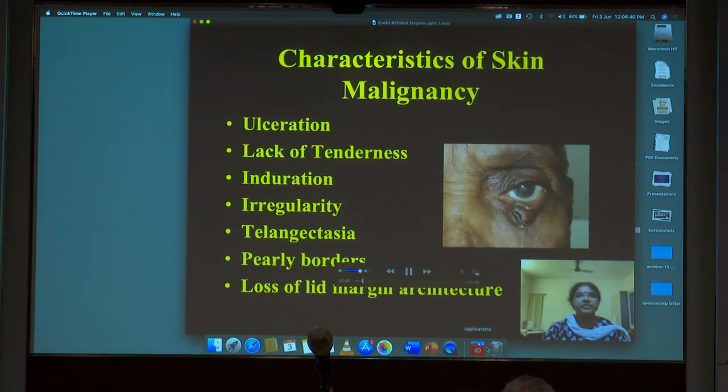The characteristics of lid malignancy are very many. There could be ulceration, lack of tenderness, induration, irregularity of the lesion and the lid margin, with loss of lid margin and palpable conjunctival architecture, dilated blood vessels, that is telangiectasia, pearly borders as in basal cell carcinoma, etc.